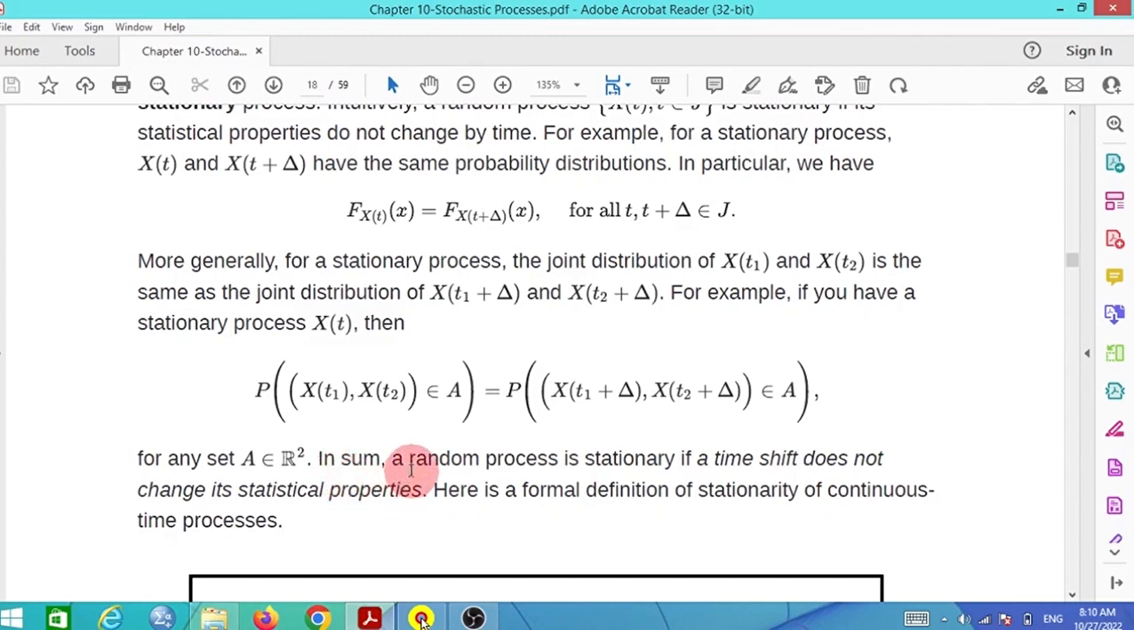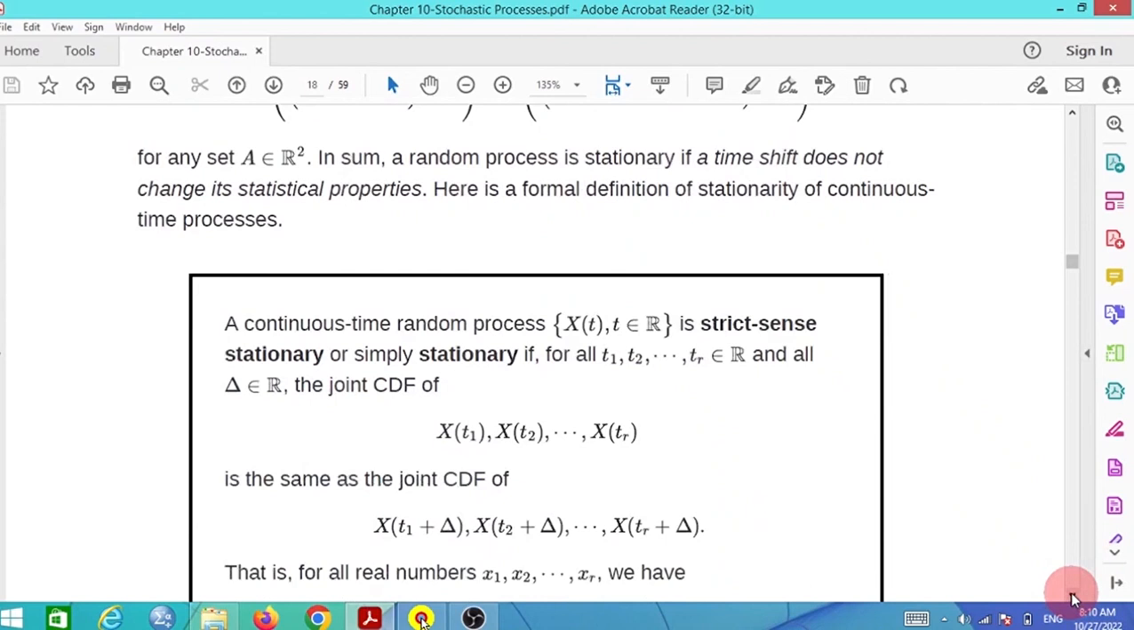In sum, a random process is stationary if a time shift does not change its statistical properties. Here is a formal definition of a stationary continuous time process.